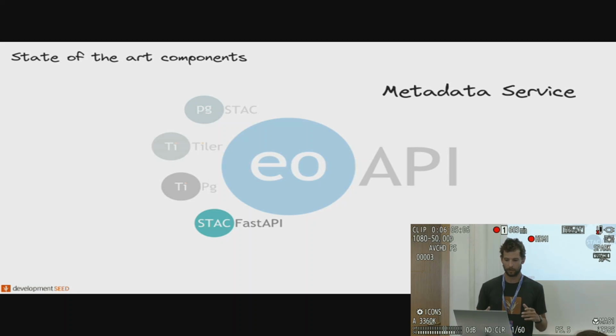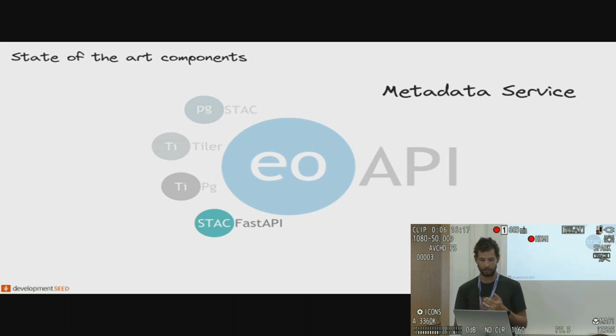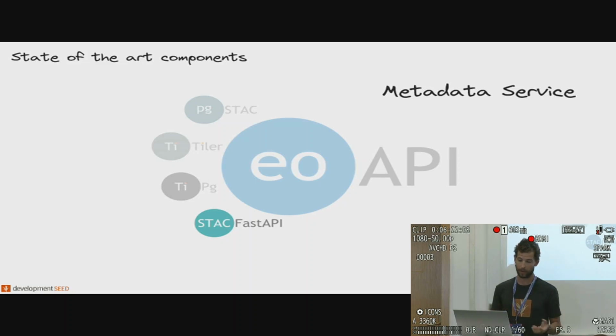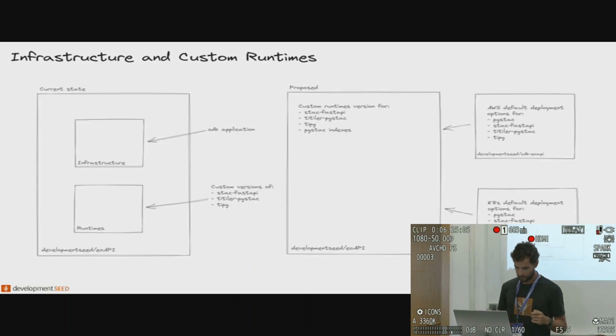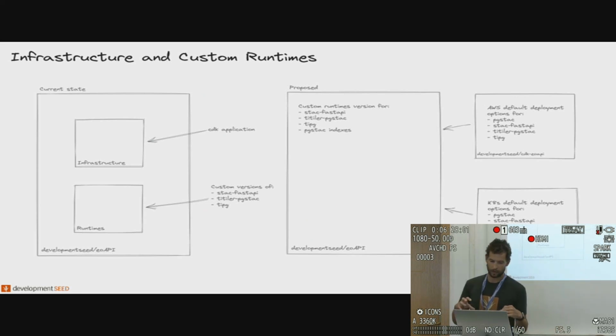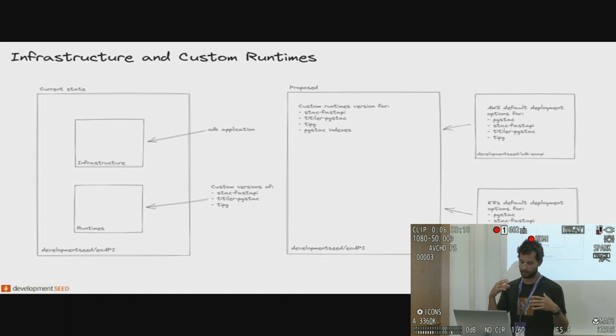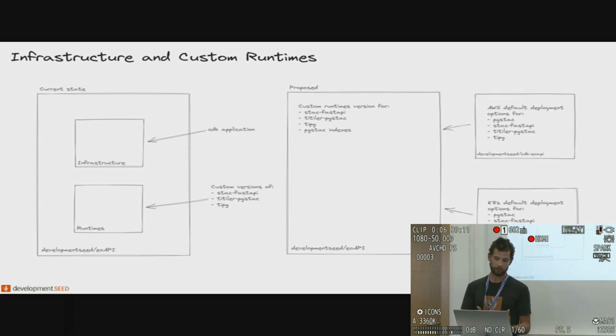So eoAPI is kind of a concept of bringing all those great open source projects that exist, like TiTiler, stac-fastapi, and TiPg, and bringing all of them together to build one stack where you have everything that you need. And in eoAPI you have two things. You have the runtimes, so the Python modules, the application that you will deploy, and you have the infrastructure code that you use to deploy on AWS or Azure or wherever you want.